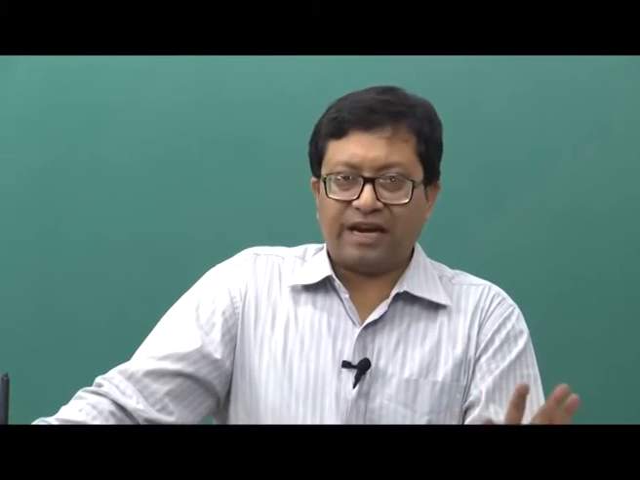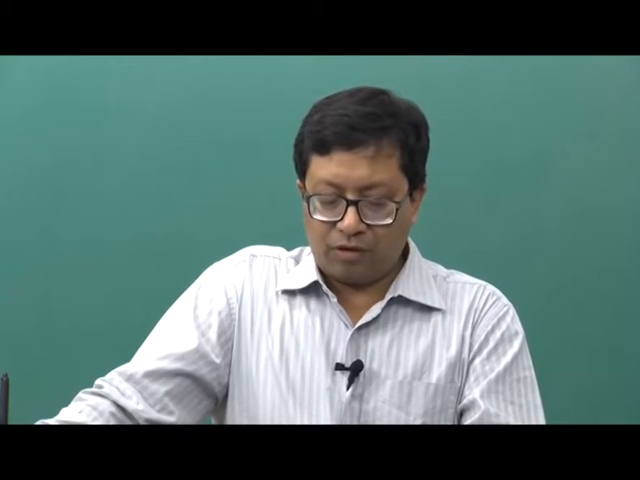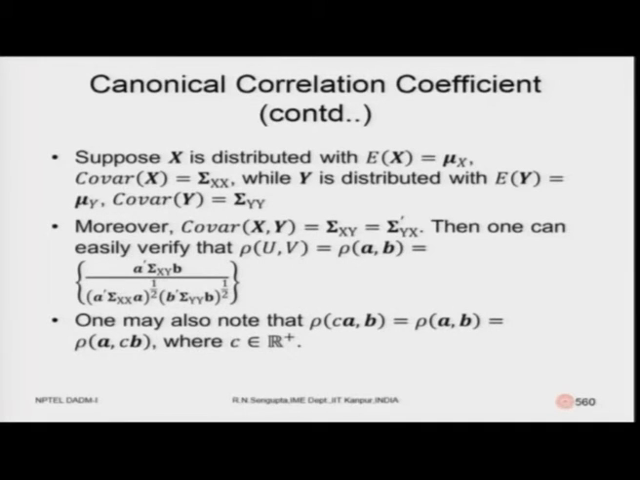So, we will state it accordingly. I will solve a simple problem later on. Suppose x is distributed with an expected value of mu suffix x, and y is distributed with expected value of y being mu suffix y. Corresponding covariance of x is sigma suffix xx, and corresponding covariance of y is sigma suffix yy. Moreover, we will consider the covariance of x and y, which will be given by sigma suffix xy or sigma transpose of y and x.